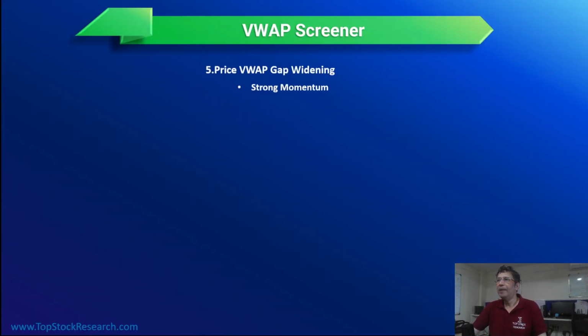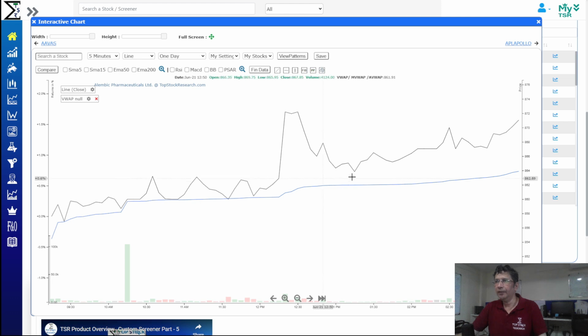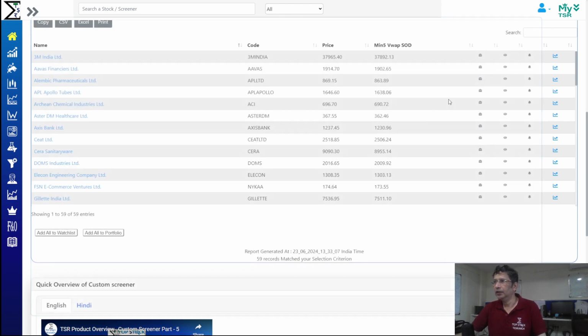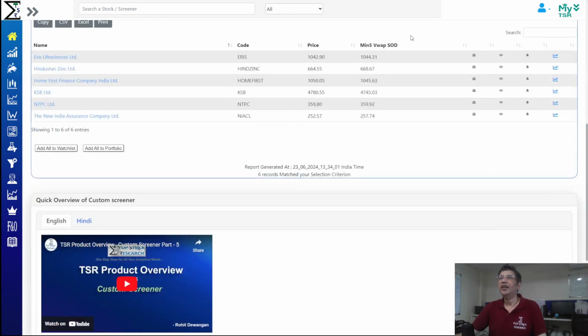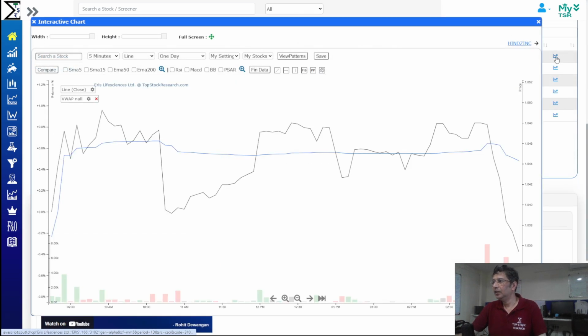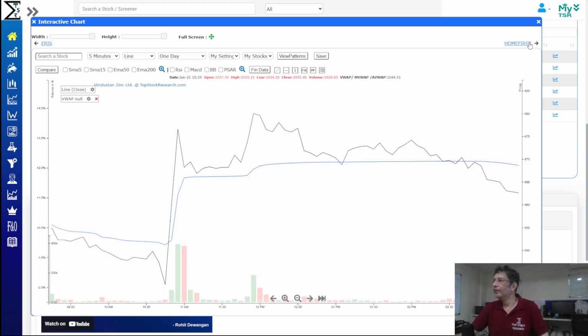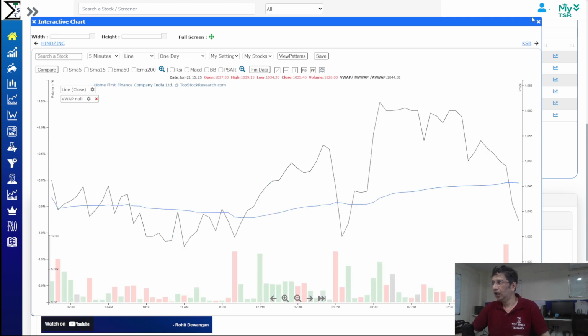Okay. VWAP, price VWAP gap widening. So in this case, you'll see that the gap between the two is widening. When you look at any stock where the gap is widening, when we click out here and run, you see that in a few stocks the gap is widening, right? So in this case, all that we did is we said that the gap is widening. So in this case it's bearish. The gap between VWAP and price is continuously widening, right? Over here again the gap is widening.